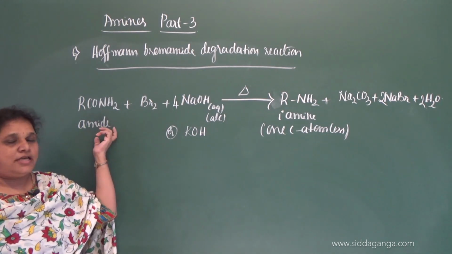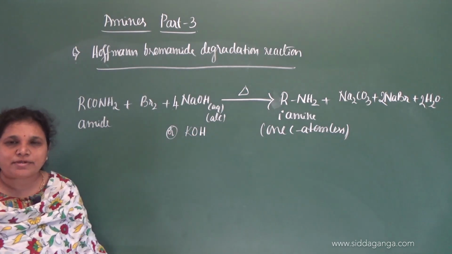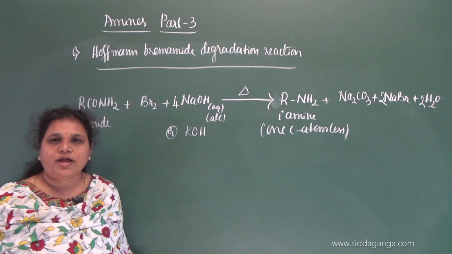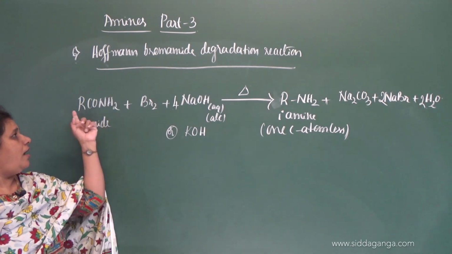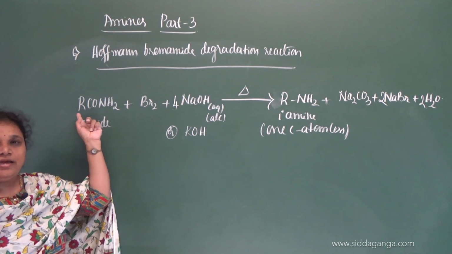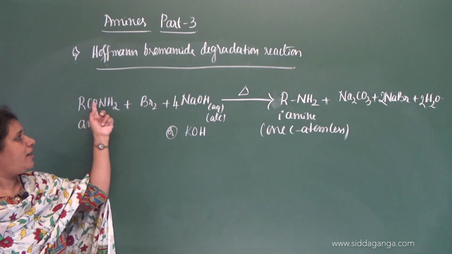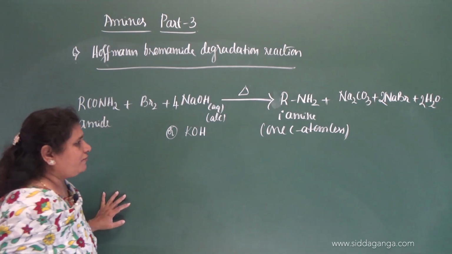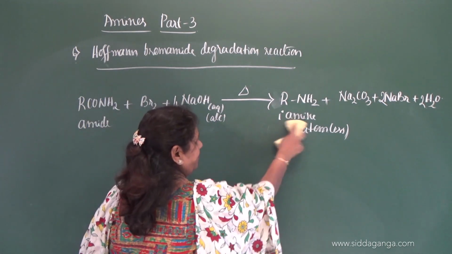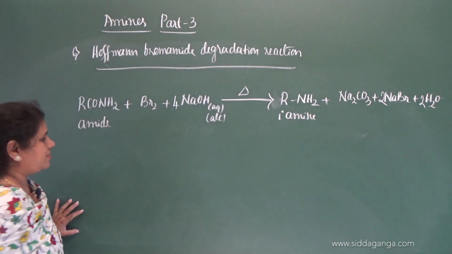So by changing the amide, if we take an aliphatic amide, an aliphatic amine is formed, and if we take an aromatic amide, an aromatic amine is formed. During the reaction, the migration of the alkyl or aryl group takes place from carbonyl carbon to nitrogen. So for that I will give the mechanism of the reaction. Write down the mechanism if you want.